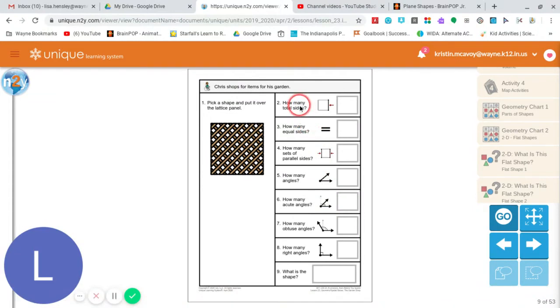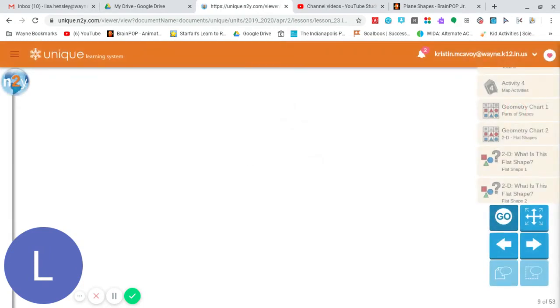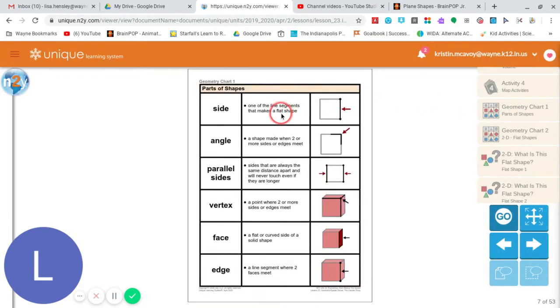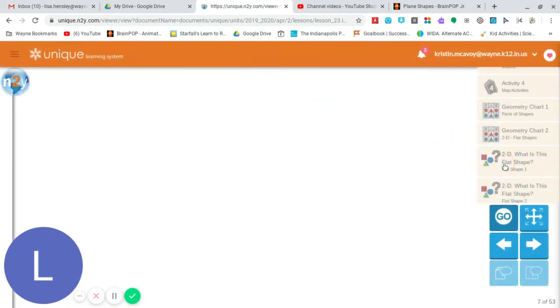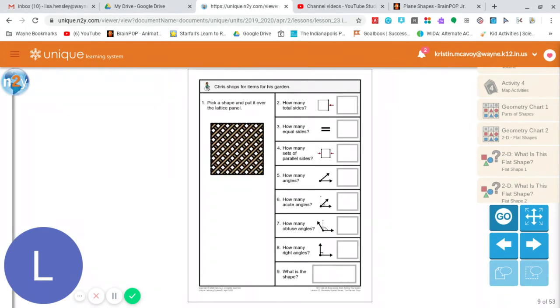The first one says, how many total sides? So you can look back at the geometry chart to figure out what a side is. And it says a side is one of the line segments that makes a flat shape. So this is a side right here from this point to this point. So how many total sides are there? And it gives you kind of a demonstration here. How many sides are there?